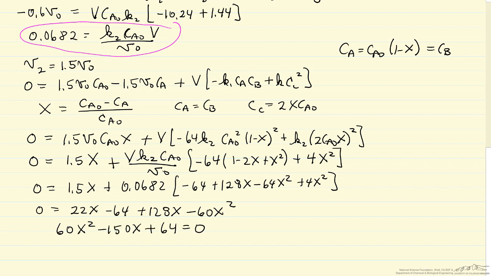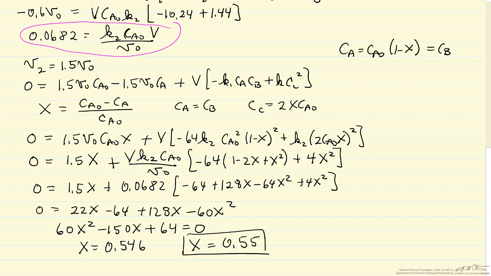And this then becomes, take everything to the left side. So I can use a quadratic equation, and I just use an app on my calculator for the quadratic equation, and I get X equals 0.546, which would round to a conversion of 55%.